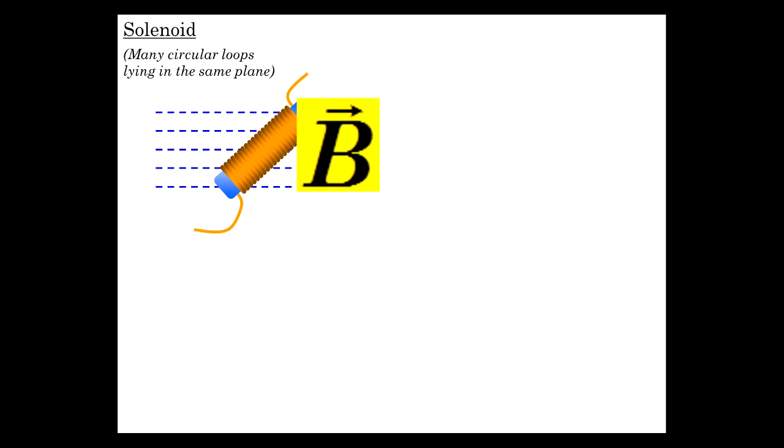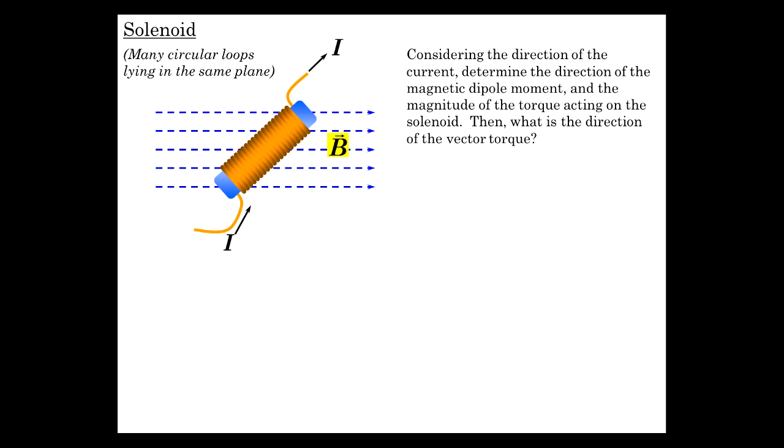Okay, we'll finish up here with a brief discussion of solenoids, which are just many circular loops of wire stacked on top of each other. Well, it's just a coil that has spatial extent instead of all being confined to a very thin region. So there's a length along which it extends. Now, considering the direction of the current, notice the current flowing in like this. You can follow the path of the current, determine the direction of the magnetic dipole moment, mu, and then the amount of torque acting on that coil, and then the direction of the torque.